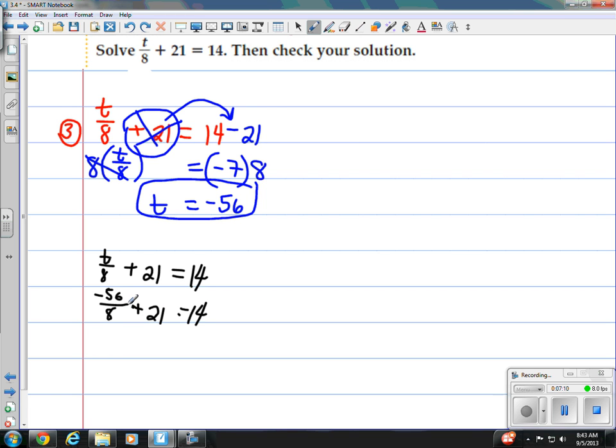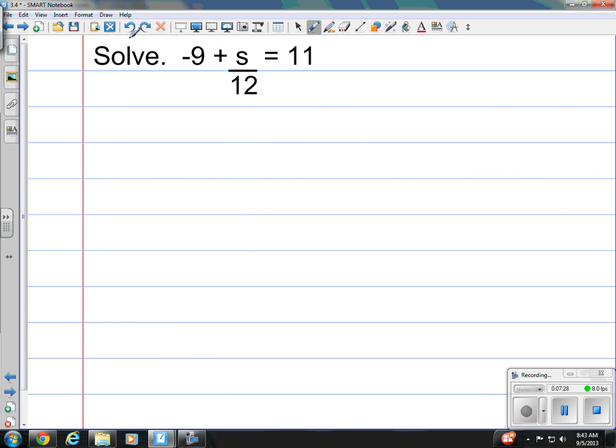Negative 56 divided by 8 gives us a negative 7, plus 21 equals 14. Negative 7 plus 21 is 14, and 14 equals 14, so we check. All right, example 4.